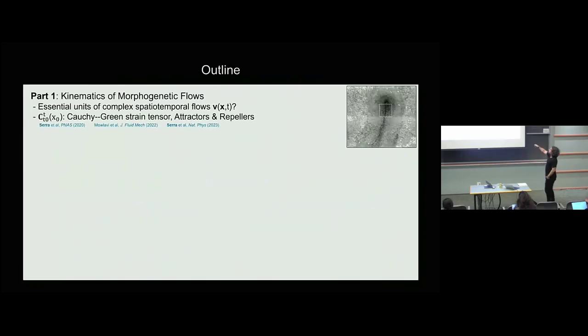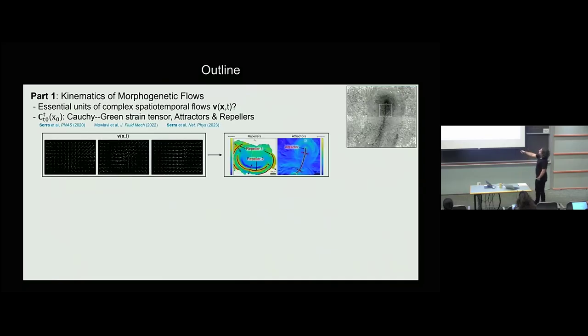In the first part, I will propose a method to compress or simplify spatiotemporal velocities, let's say the ones that you can look at in a microscope, and transform spatiotemporal flows of cells, let's say an embryo with several thousands of cells, into units which we call kinematic units, which could be attractors and repellers. And we're going to do it using the Cauchy-Green tensor. I'm going to go into the detail of this. And this is the first part of compressing morphogenetic flows.